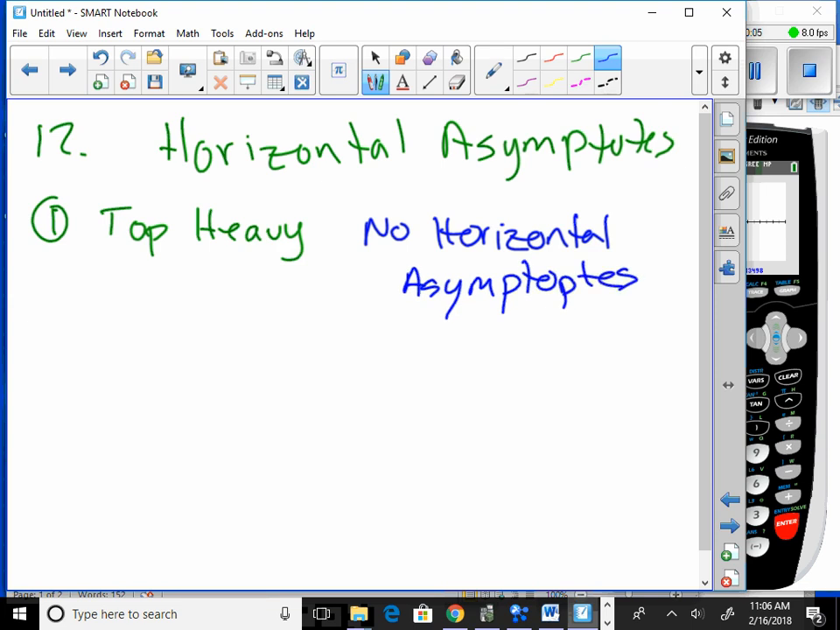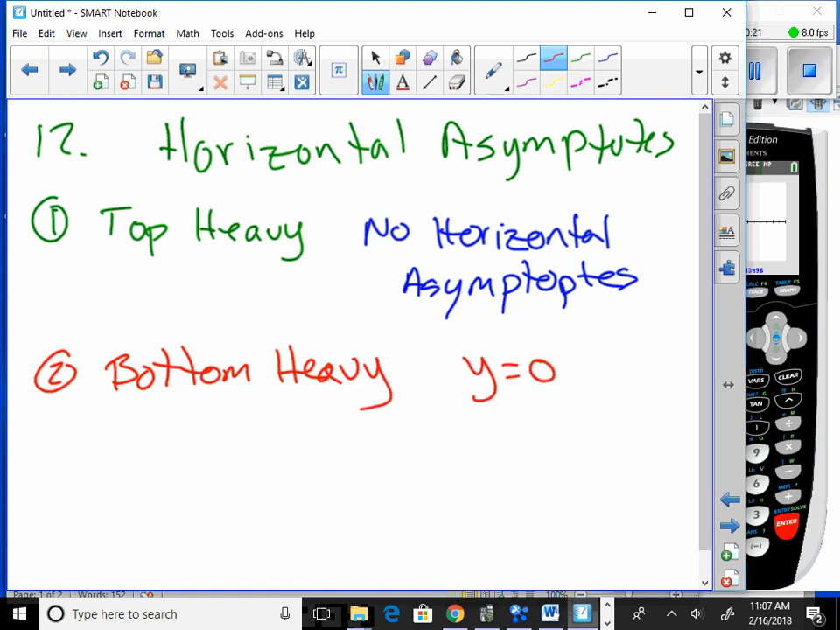Top heavy meaning if the power on the top of the fraction is bigger than the power on the bottom of the fraction. There's no horizontal asymptote. The next rule that we dealt with was bottom heavy. What was the rule for bottom heavy? Perfect. So y equals 0.